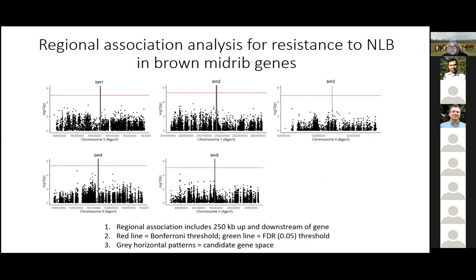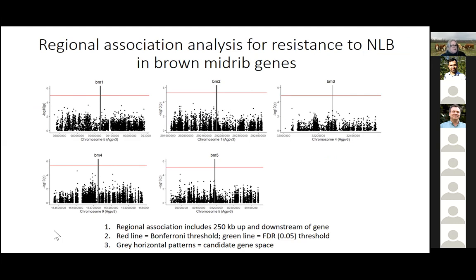First thing I want to do is look at the brown midrib genes. Here we have graphs of 250 kb up and downstream of each of these genes. These vertical bars represent the gene space for each of these genes, brown midrib 1, 2, 3, 4, and 5. For the greater Manhattan plot, I just created an empirical threshold. When I went down to 500 kb around these genes, I used Bonferroni correction factor and FDR rate.